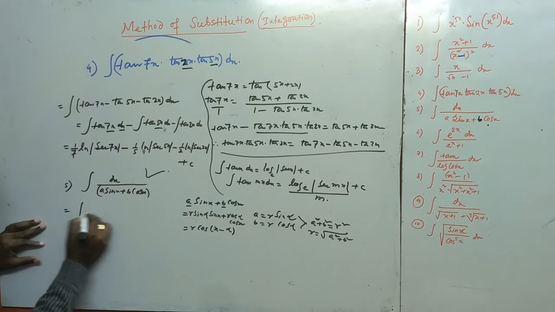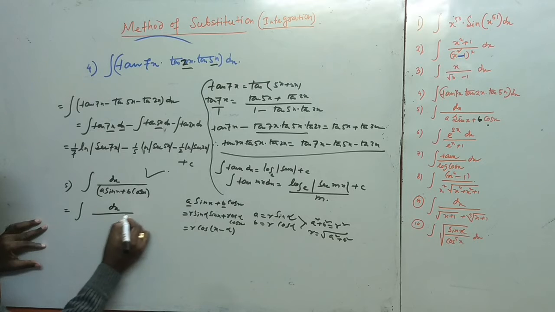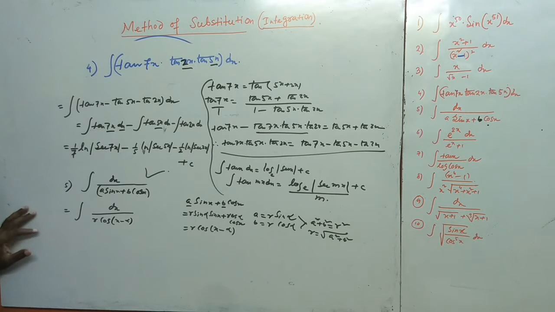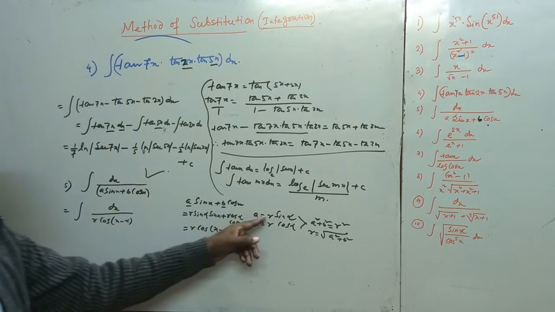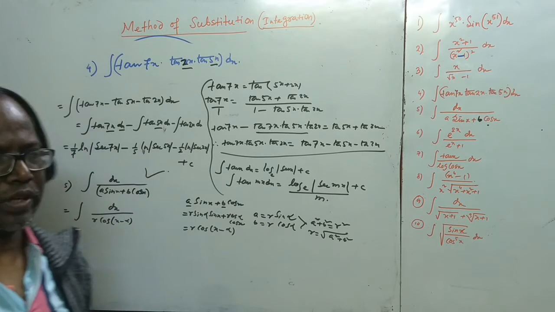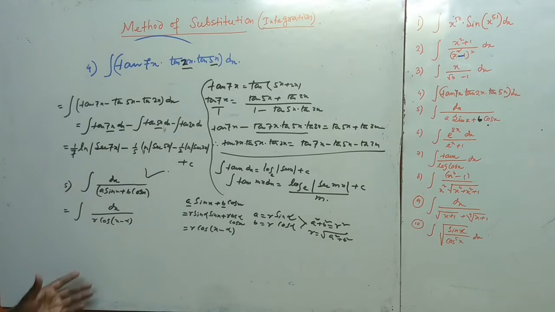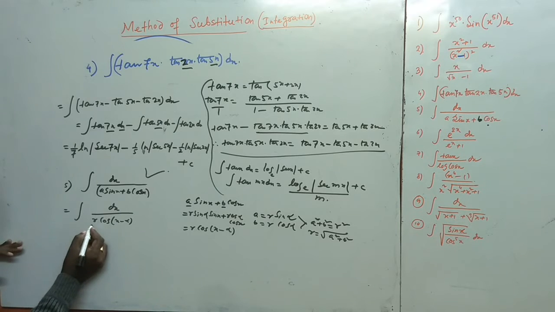We substitute it here like this: r into cos of x minus alpha. A, B, C are constants, so this r and alpha are constant. There is no need to differentiate them; the derivative should be 0 here. The variable x is not substituted here, so that's why this is r.